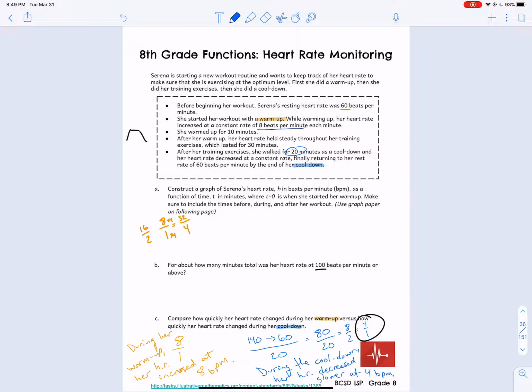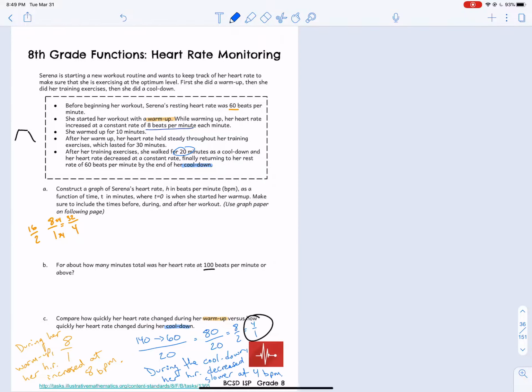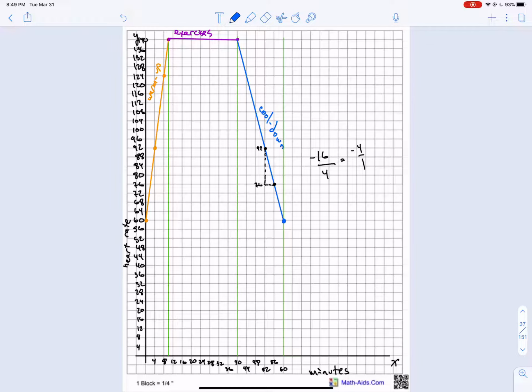Okay, so part A, is that all we have to do? Just graph it, right? Okay. So everything looks good.